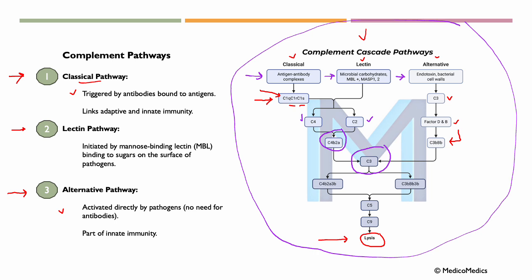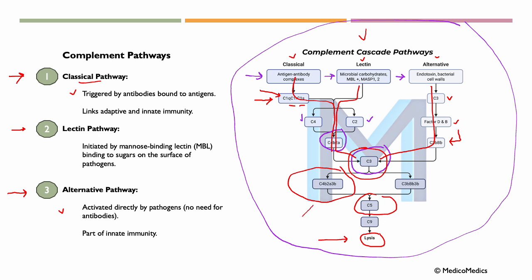In the alternative pathway, C3 is directly activated by C3b, which then participates in forming the C5 convertase. So just to clarify, despite their different pathways, they all converge at C3. Once C3 is activated, it leads to the formation of C3b, which then participates in forming the C5 convertase. Now, in the classical and lectin pathways, this is C4b2a3b.